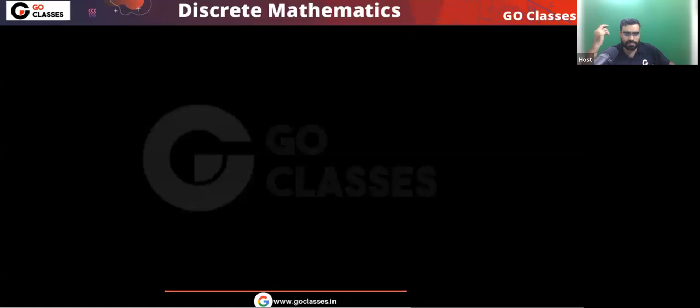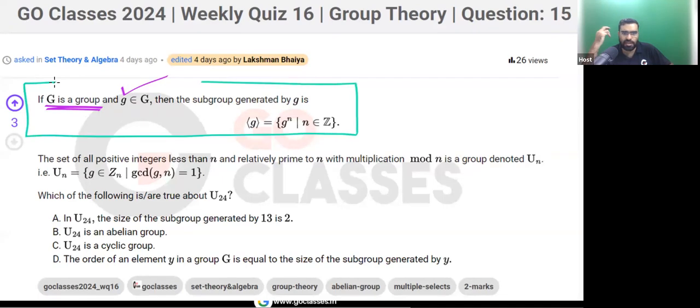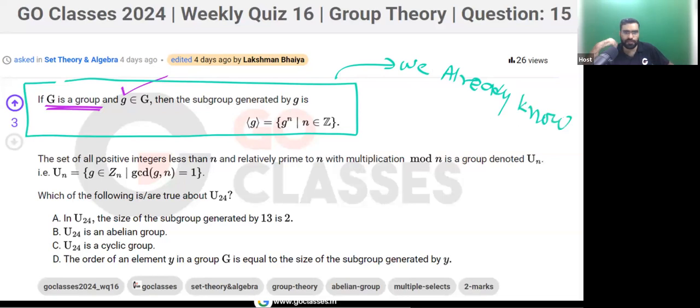This is quite simple. G is a group, and small g is an element. The subgroup generated by small g is given to you. This we already know, we have already seen it in our lectures. The definition of the subgroup generated by g is given to you.